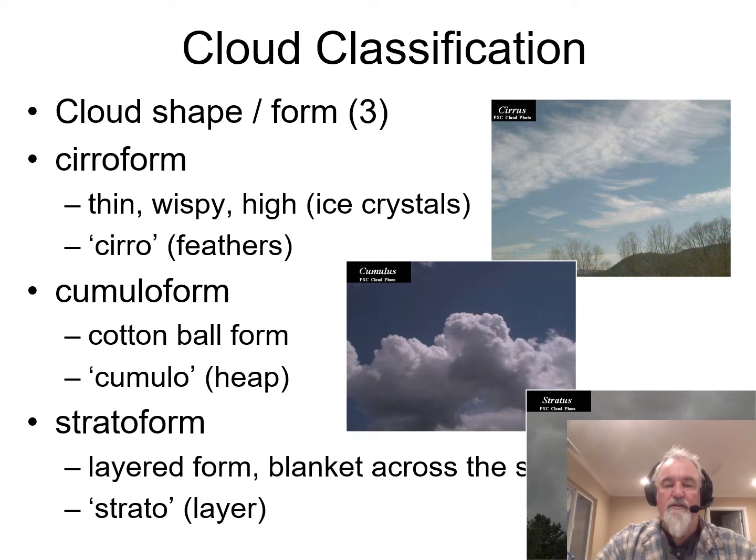We call that unstable. Now, one word you don't see here is alto, A-L-T-O, and that usually refers to middle layer or middle altitude clouds. They're not quite as high as the cirroform clouds, and they're not as low as the stratoform clouds, typically.